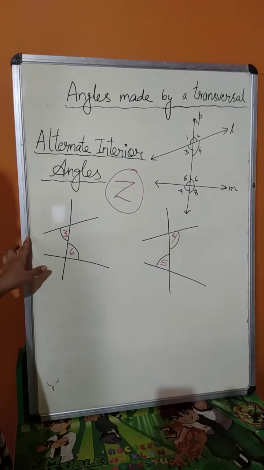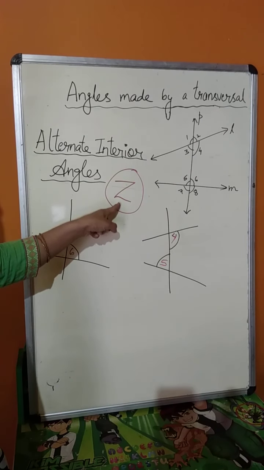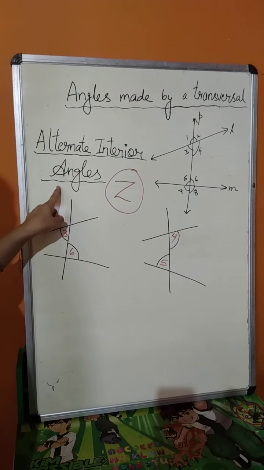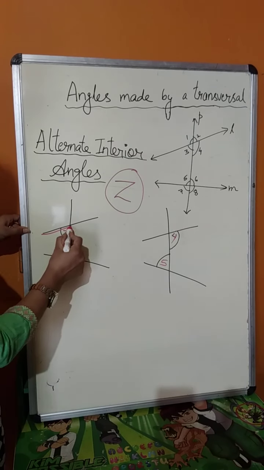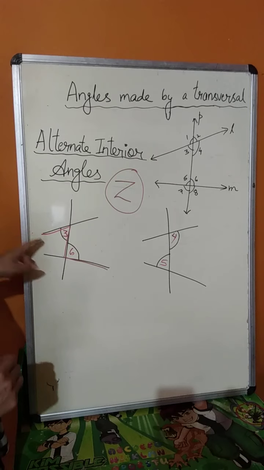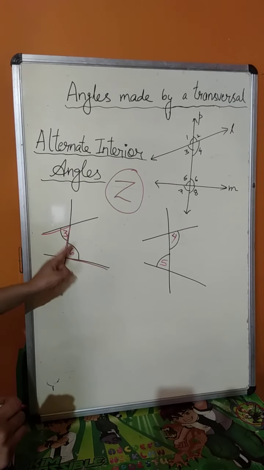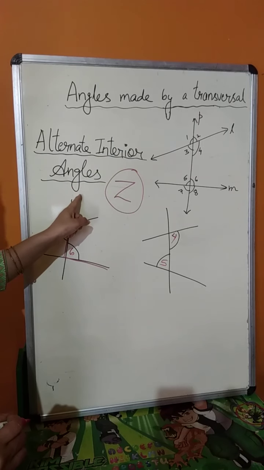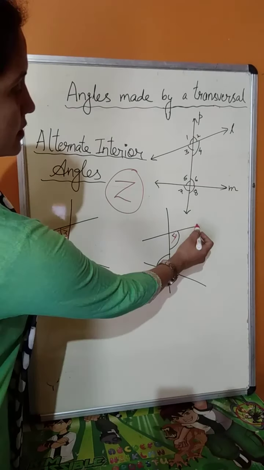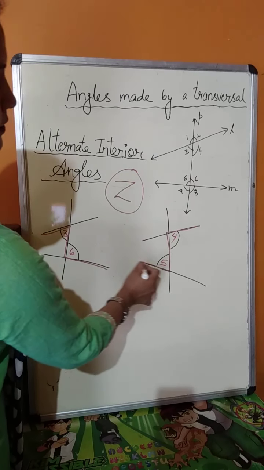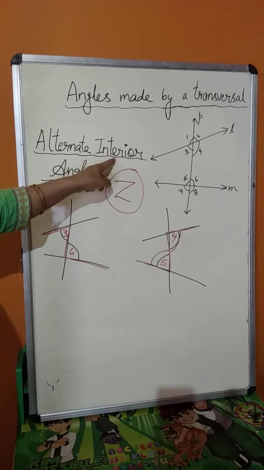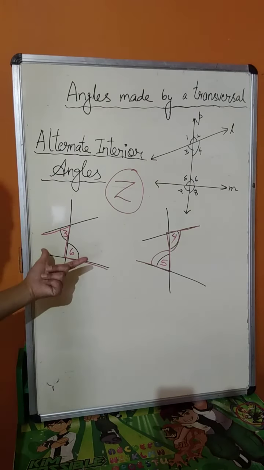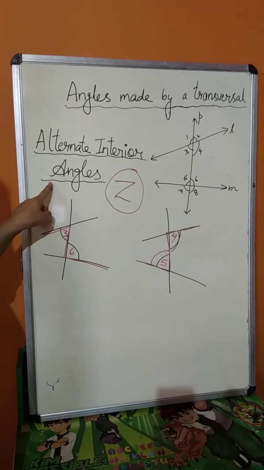Or we can say that Z stands for alternate interior angles. As you can see here, we can make a Z here. So the angles which come in the Z make alternate interior angles. Similarly, see the Z is like this here. So this angle and this angle will form alternate interior angles. Or simply we can say that Z stands for alternate interior angles. I hope alternate interior angle is also clear to everyone.